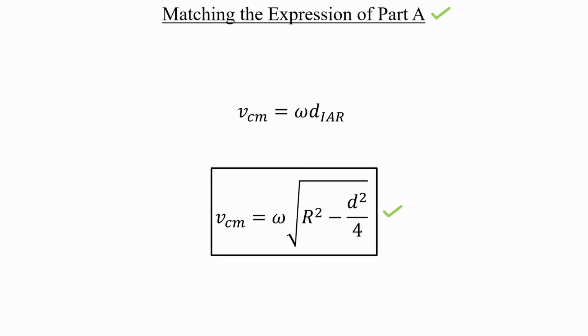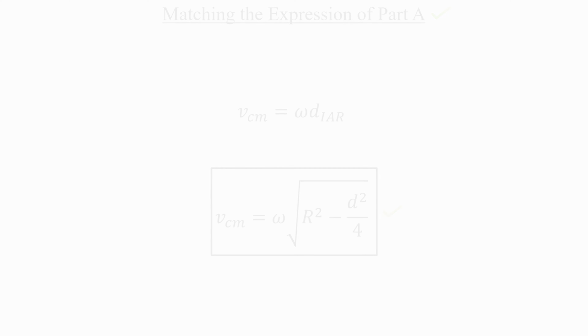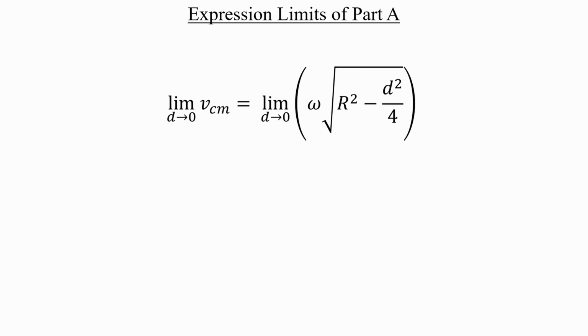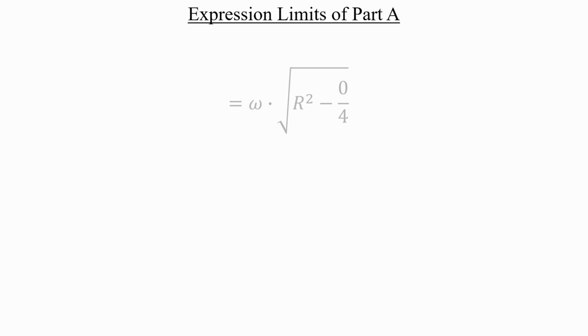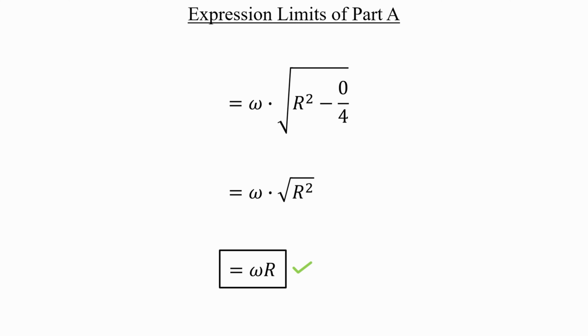Let's check out those limits on this equation next. Here we can see that omega doesn't have any dependence on d, so we can factor that out and then plug in our limit value. We end up with 0 divided by 4, and that's just 0. So ultimately, this results in omega r, which is the form of the center of mass velocity for an object that's rolling on a flat surface, like we saw earlier.